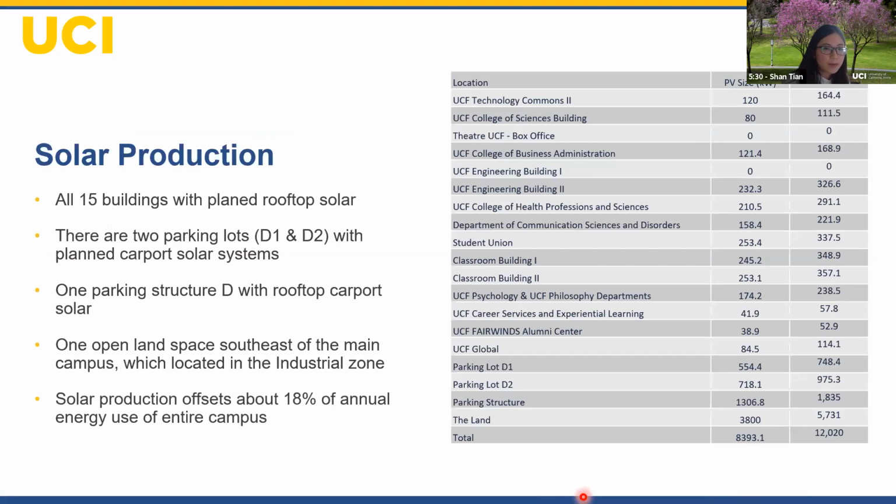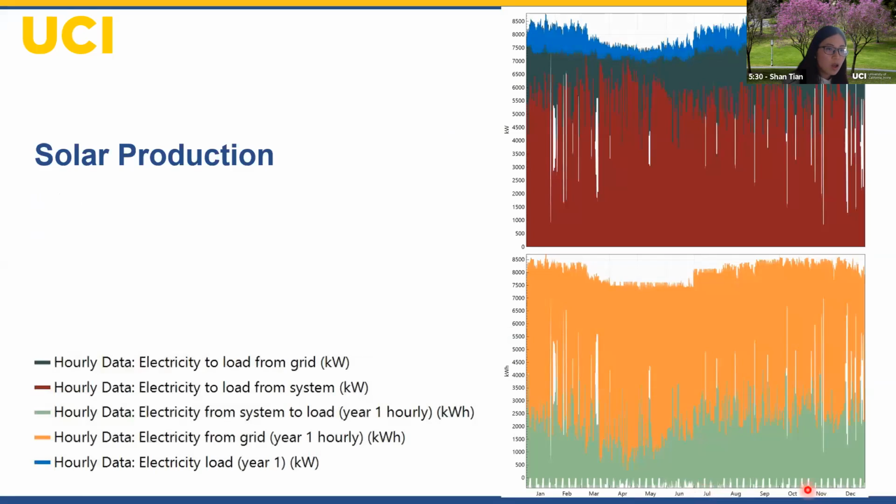The overall solar design includes 15 buildings, 3 parking spaces, and 1 open land space. This modeling process results in an on-site system with a total capacity of about 8.4 megawatt and an annual production of 12,000 megawatt hour. The figure on the right-hand side shows that the electricity load on campus will be met by the on-site PV generation and the local utility grid. Solar production will offset about 18% of the annual electricity consumption of the entire campus. There is no solar curtailment found in our designed system.